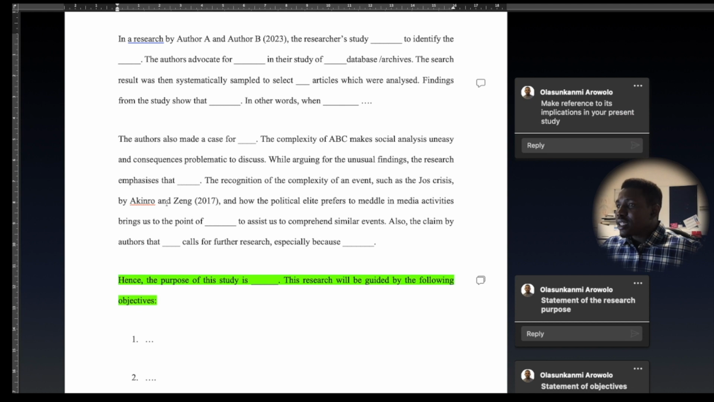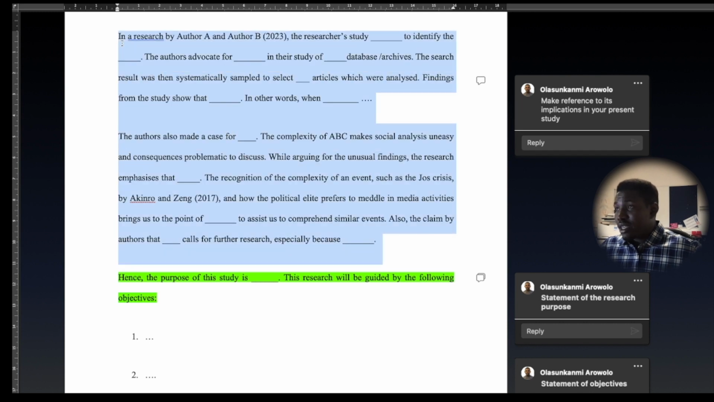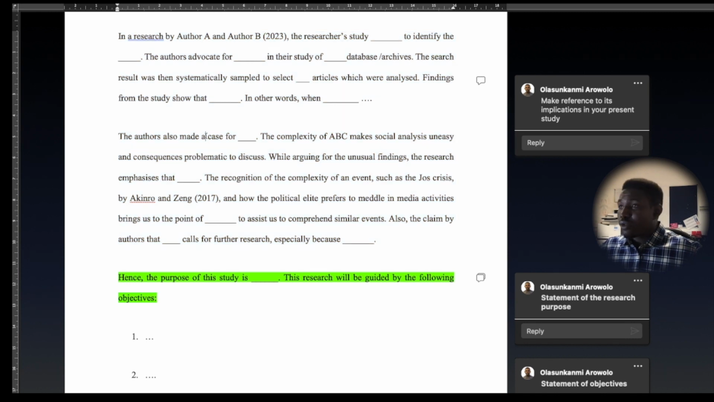So this takes you to the next sentence, next paragraph, or not really a paragraph. I mean, this entire thing could be one paragraph. I've broken it down because of the explanation for the purpose of this video particularly. So now, the author made a case for something. You state the case that the authors, the researchers were trying to make.